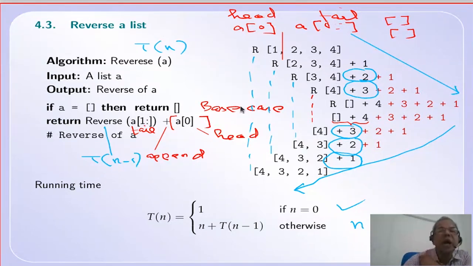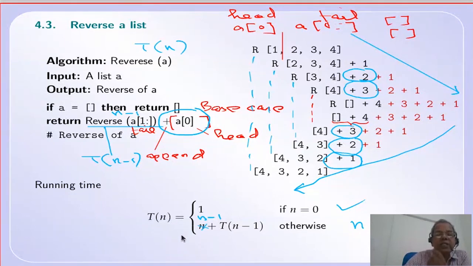But very important question: how long will it take to do this operation, append A at 0 to the result of this reverse? Can you answer? N time. Can it be done in constant time? It cannot be. In order to append A at 0 to the reverse, if reverse has n minus 1 elements, we have to traverse all the n minus 1 elements, and only then we can append A at 0. So this is the recurrence relation for the running time.